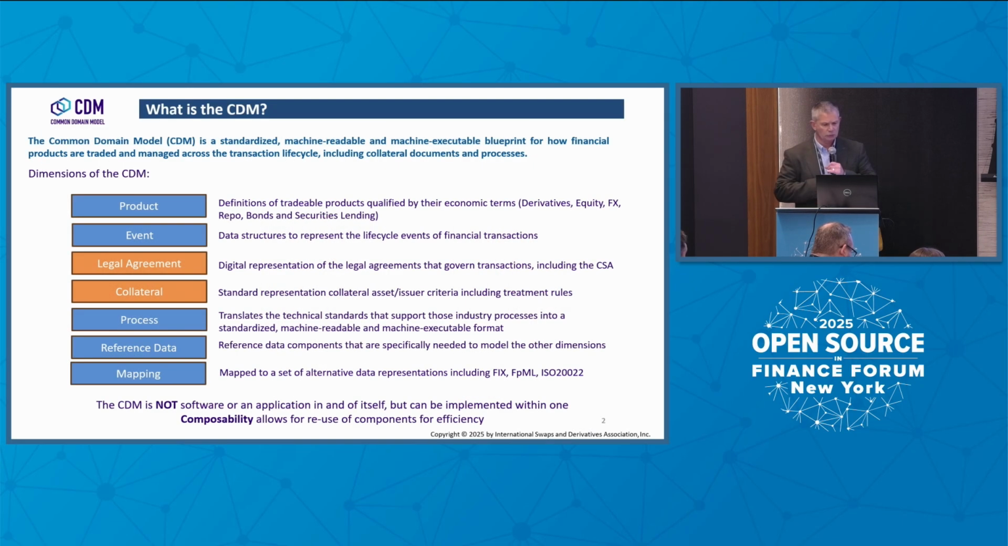Okay, so the Common Domain Model, what is it? So it's a standardized machine-readable, machine-executable blueprint of how financial products are traded and managed across the transaction lifecycle, including collateral documents and processes. So the CDM is a broad project covering many different products, events on those products, legal agreements, collateral processes, and other encompassing reference data and different versions of mapping, such as FIX, FpML, ISO 20022. Just to be clear, the CDM is not software or an application in and of itself, but can be implemented within your organisations.